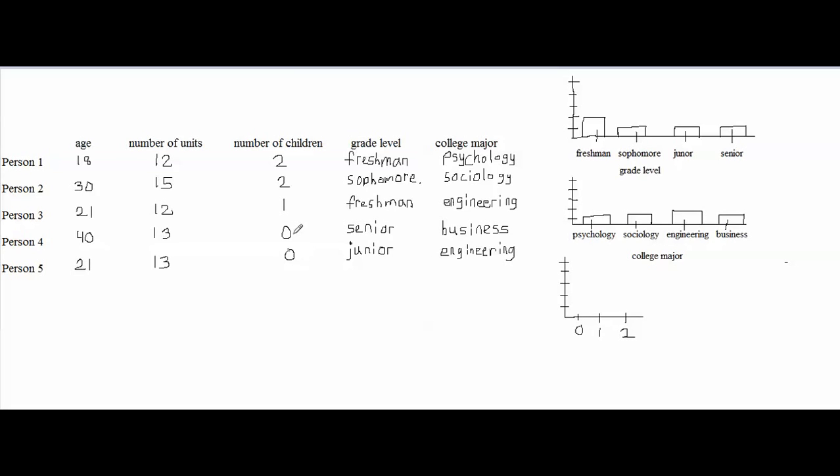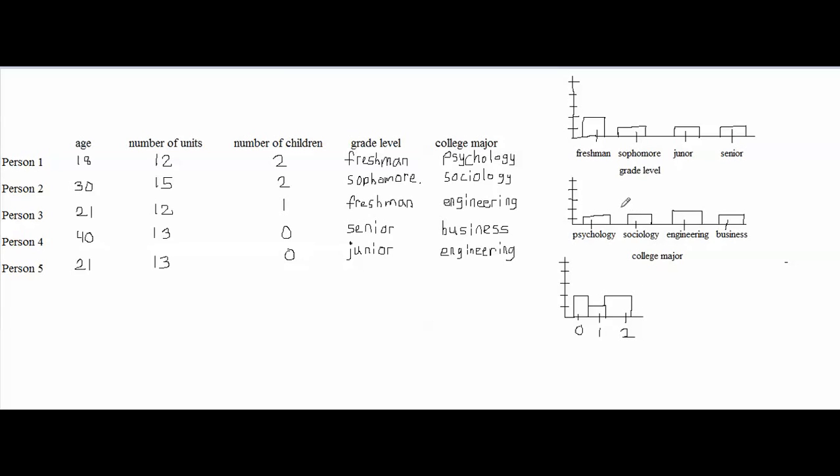So 0 has a frequency of 2 because 0 appears twice in this column. So this bar will go up to 2. And what about 1? Well, 1 appears once in this column, so it has a frequency of 1. So this little bar will go up to the first tick mark. One difference between a histogram and a bar graph is that in a histogram, the bars touch each other. So this bar would actually be touching right here. And the frequency of 2 is 2 because 2 people have 2 children. This value appears twice in this column.